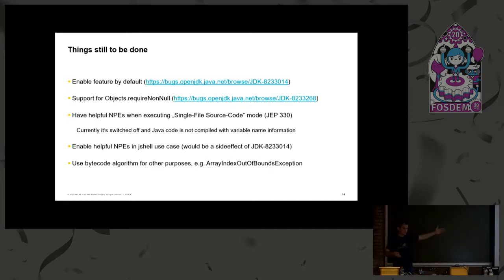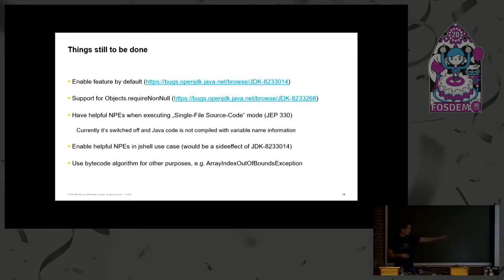At the moment you also don't have those null pointer exceptions, and it would be nice to have it here. What you can do is set the VM option by passing parameters to Java, but you can't modify the compiler at the moment. You can't set the -g option to have the variables. So that's something where we have to find a solution.